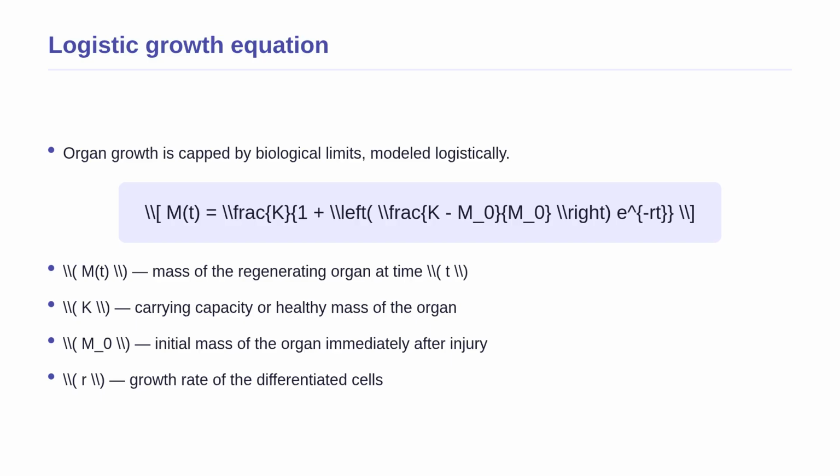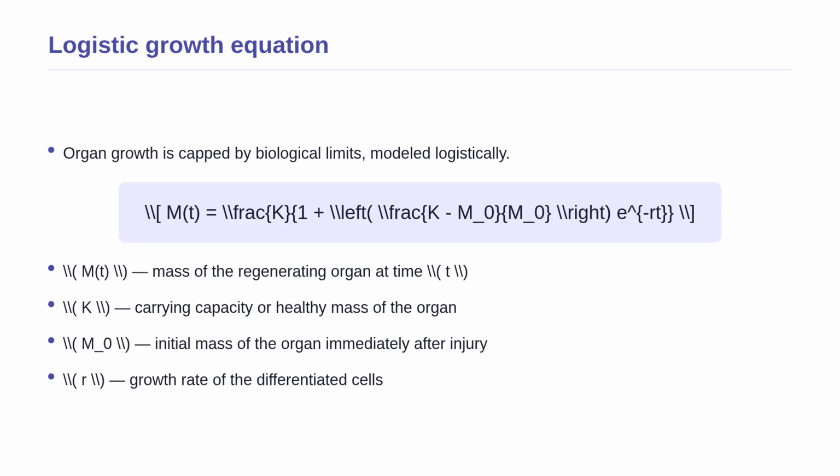Because the liver cannot grow forever, its regeneration must be carefully controlled. It grows rapidly at first, then slows down as it reaches its healthy size. We describe this capped growth using the logistic growth equation.